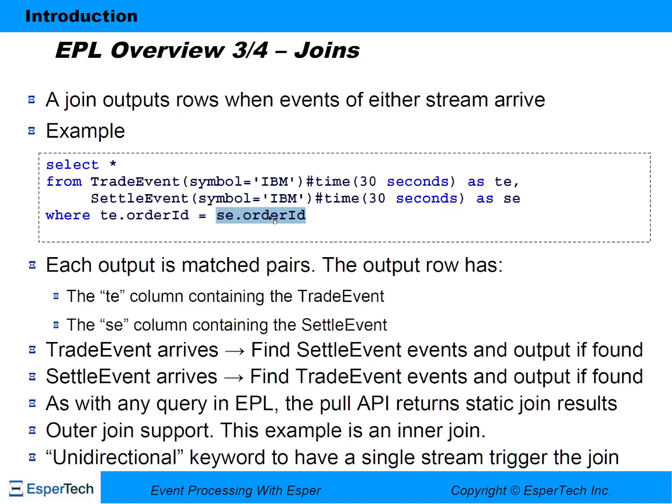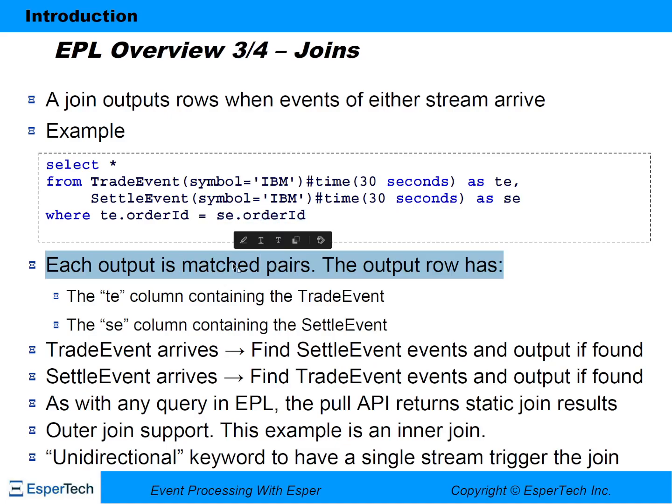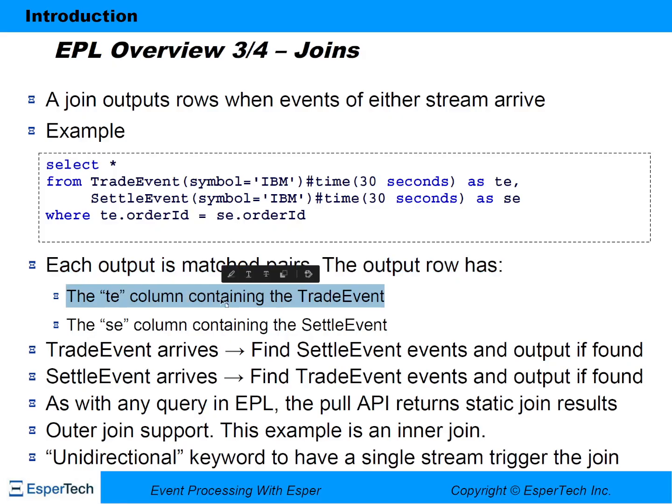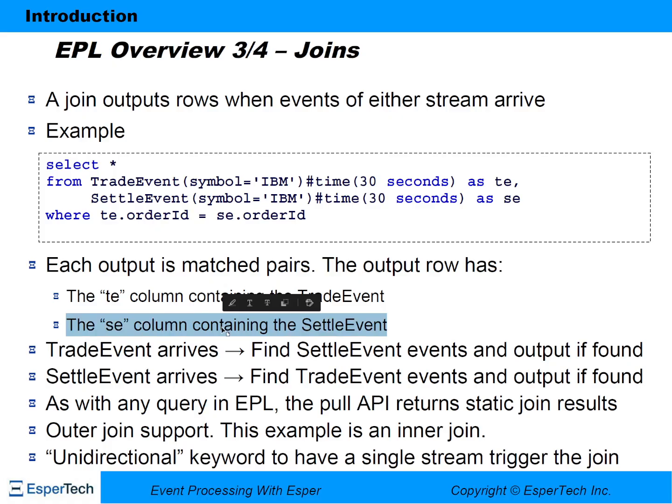The output of this join query is each matched pair of trade and settle events combined into an output row. A result row has two columns. The TE column in the output is the trade event. The SE column in the output is the settle event.